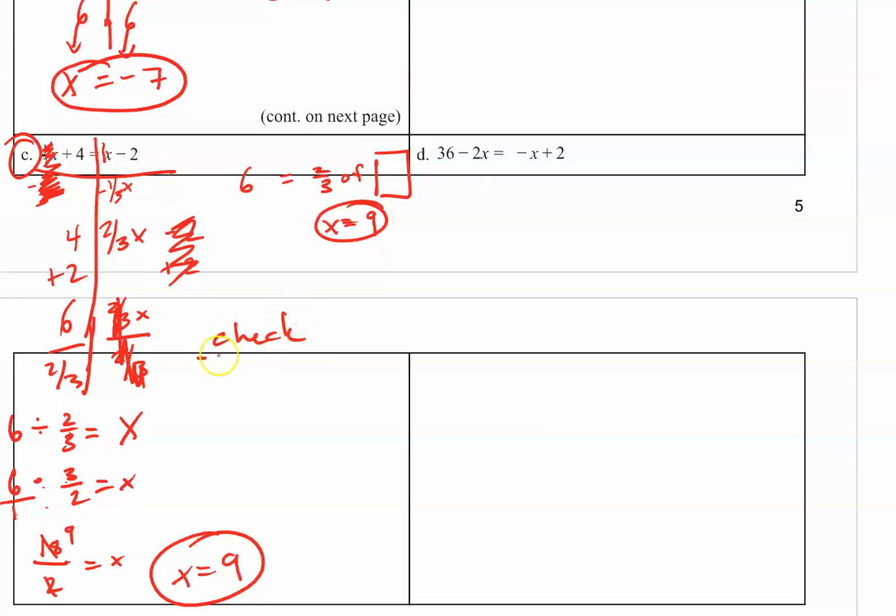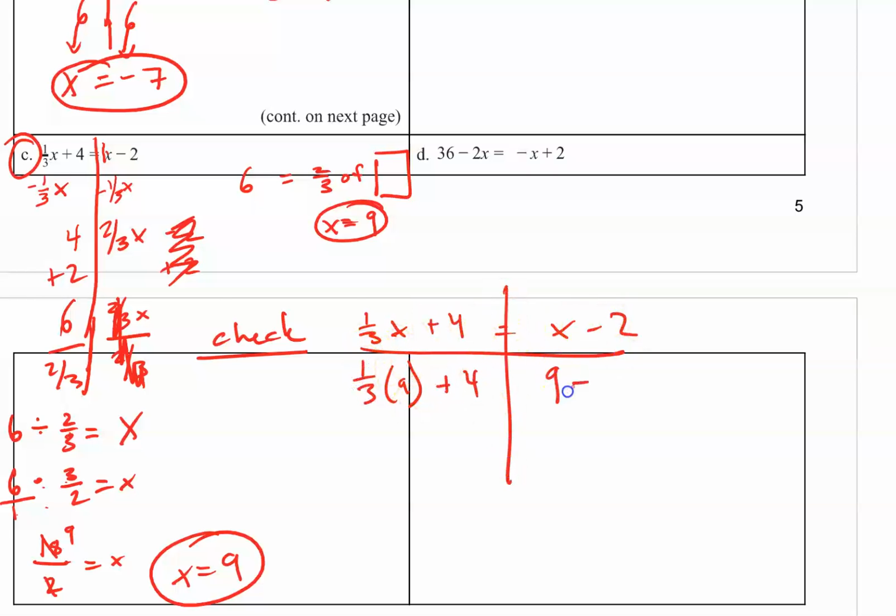We still need to check. So let's check. I have 1/3 x plus 4 equals x minus 2. So that's 1/3 times 9 plus 4 equals 9 minus 2. Alright, using that same strategy, put the 9 over 1, multiply across. 1 times 9 is 9, 3 times 1 is 3, and then add 4 to that. 9 minus 2 is 7. Okay, 3 goes into 9 3 times, and 3 plus 4 is 7. Answer is correct.